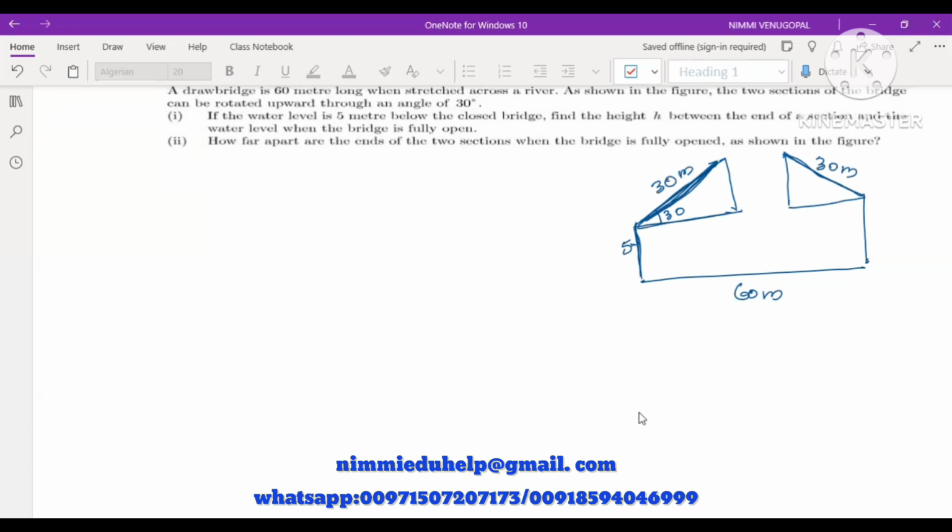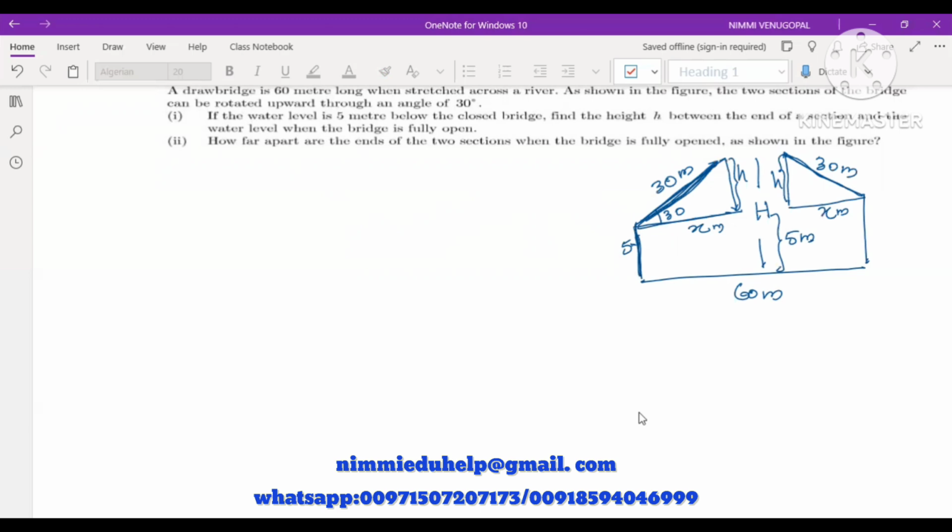This part we don't know, so we mention it as x meters. We have to find it out. In the first question, they are asking for the height. This total height we will mention as capital H. From here to here, the height we will mention as small h. From here to here, it will be 5 meters. Now we are going to start the problem.